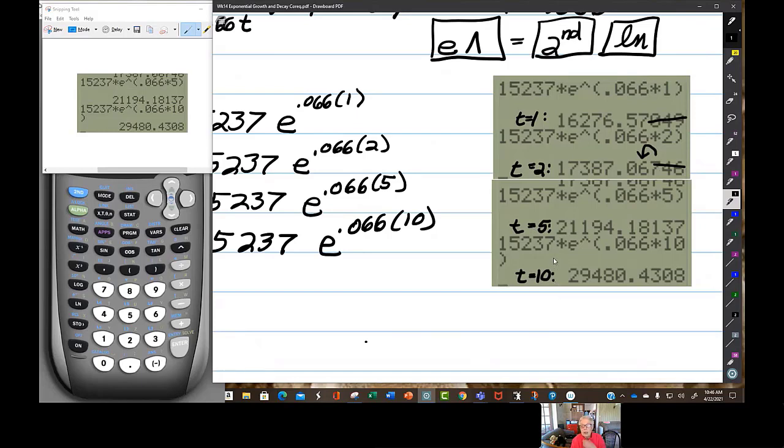Now the other two answers don't have that problem. For t equals 5, I have $21,194.18. The 18 cents is followed by a 1. That's not going to round anything up. And for t equals 10, I have $29,480.43, followed by a 0. Definitely not going to round anything up.